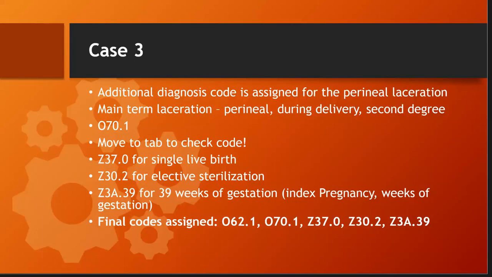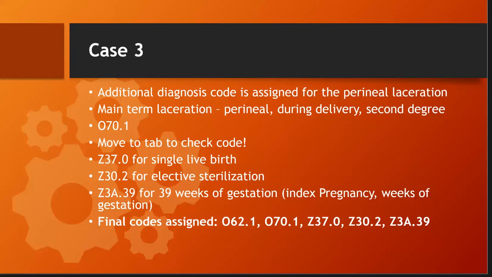We also need to assign a code for her perineal laceration. The main term is laceration, then the location, then during delivery, and then the degree of the laceration, which is second degree. We end up at O70.1. We move to the tab as always.